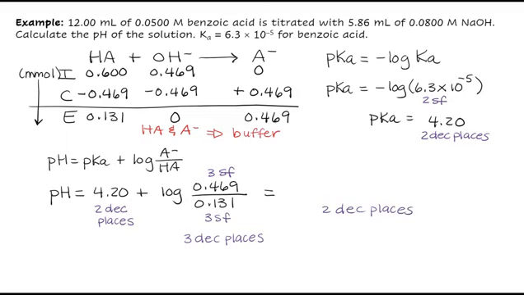However, it is a good idea to keep track of the sig figs properly as you go along, just to make sure that you are actually retaining the precision of the measurements and of the calculation. So I'll take care of the log term first, 0.469 divided by 0.131, and taking the log of that gives 0.554, and so the math is 4.20 plus 0.554, and rounding that to 2 decimal places gives us 4.75 for our final pH.